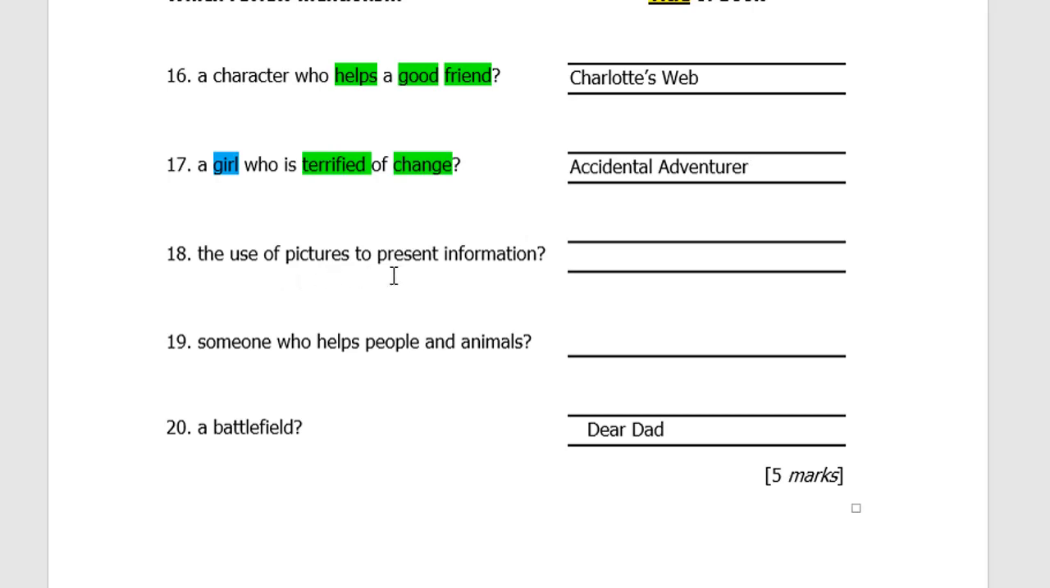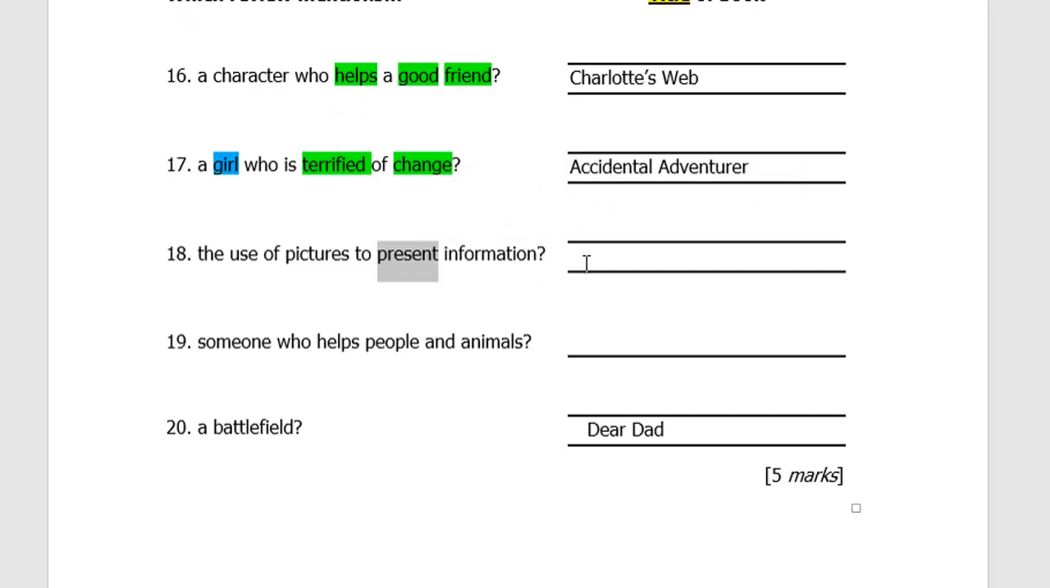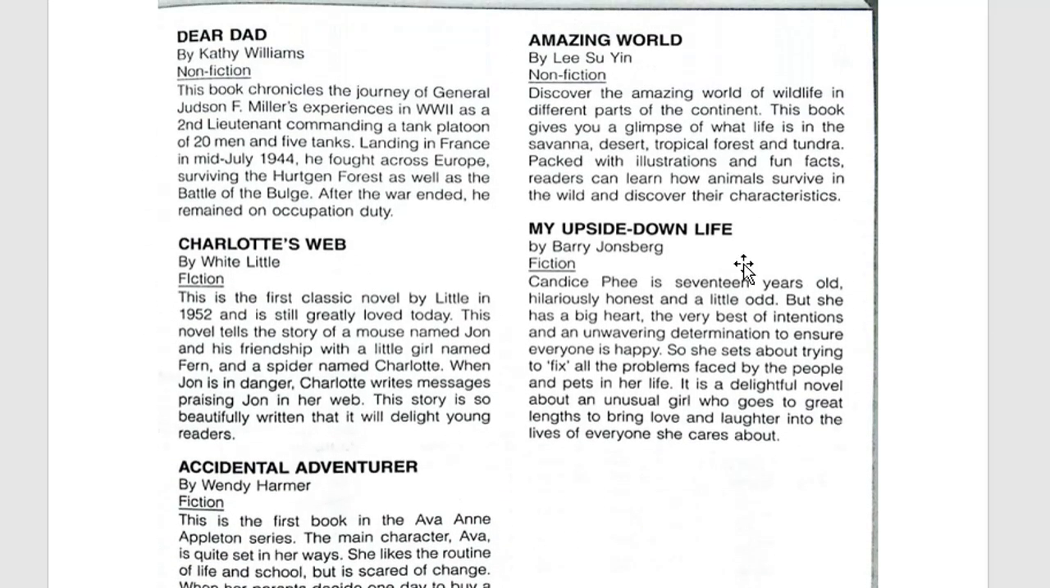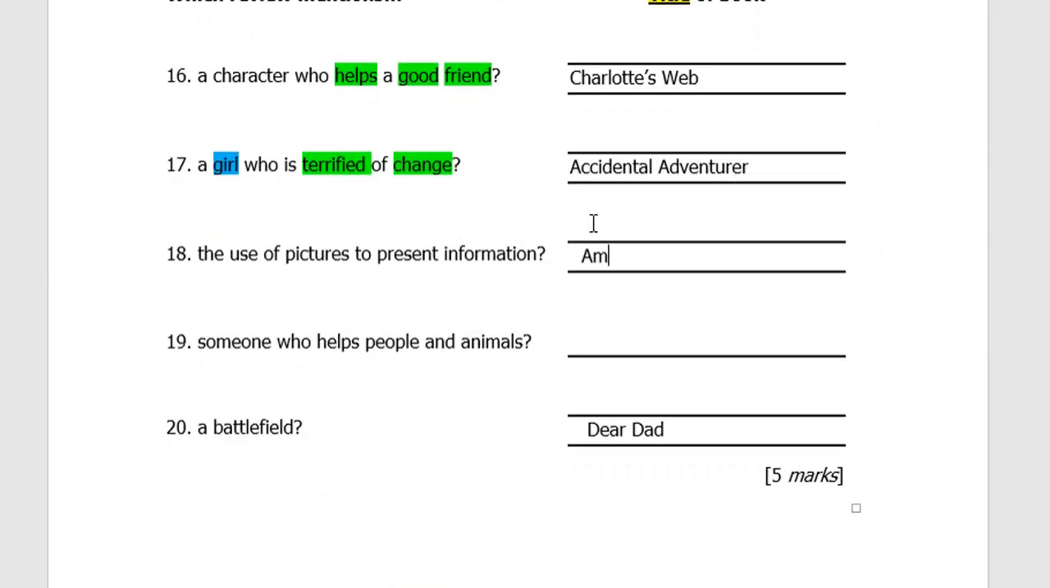Okay, the use of pictures to present information. Present information. Present means masa kini. Maklumat masa kini. Benda tu masih ada, masih wujud. The use of pictures to present information. So, benda yang wujud sekarang. Okay, so dear dad, World War II passed already. Charlotte's Web tak wujud. Accidental Adventurer also non-existent. But my Upside Down Life is also a fiction, so it's not a real life story. Okay, so we have no choice. The answer is Amazing World, talking about wildlife in the savannah, desert, tropical forest, and tundra. Okay, so the answer is Amazing World.